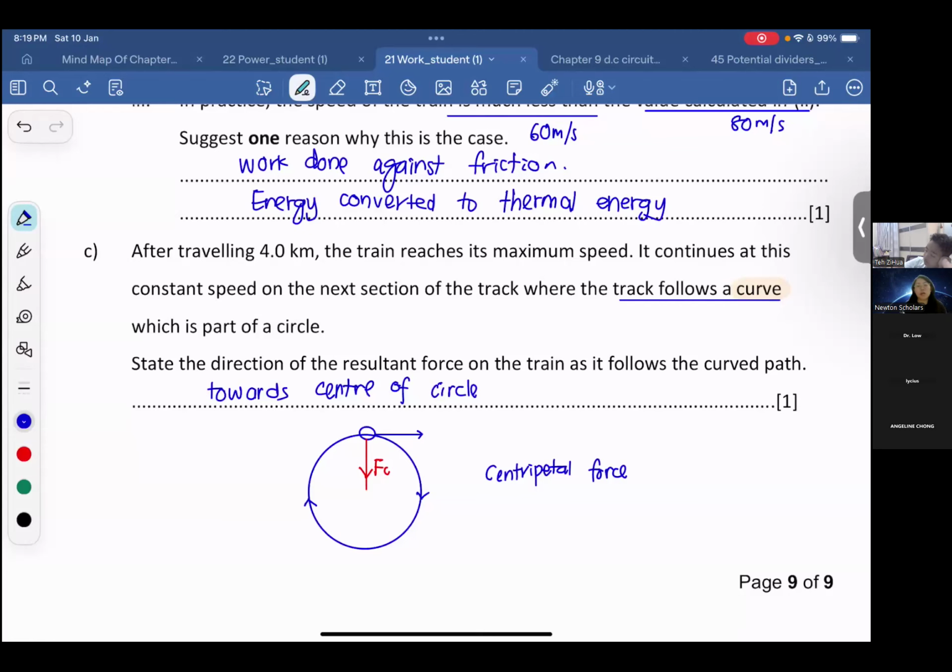They might be asking another question for this kind of circular path motion: where is the direction of acceleration? Okay, dear, F equals ma. Your acceleration is affected by your force, so the directions of acceleration and force are the same. That means that your resultant force, or centripetal force, is pointing towards the center, and at the same time your acceleration also points towards the center. It will follow.